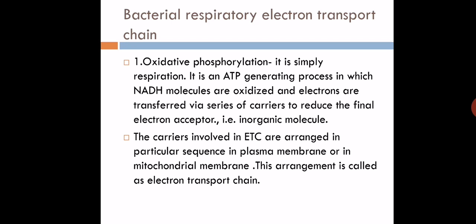But in oxidative phosphorylation, what happens actually? One carrier gets oxidized, another carrier gets reduced. So there is simultaneous or alternate oxidation and reduction of electron carriers. So here we are studying the different electron carriers in the electron transport chain in the bacterial cell. Firstly we will discuss oxidative phosphorylation.